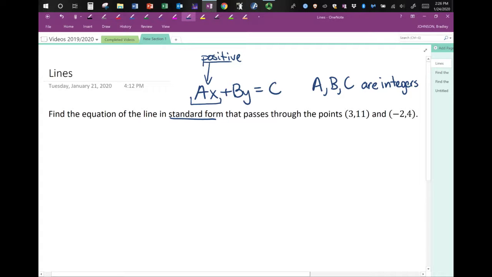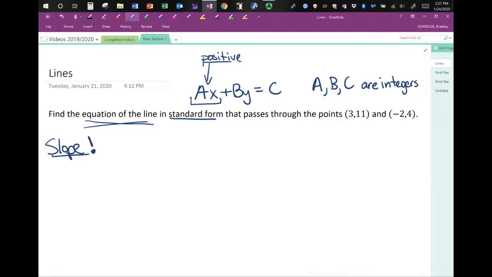Okay, but to make an equation of a line, we need to first find slope. Slope is the first thing we need to find. Even before I read the problem, I know slope is what you need to find first. So our problem is: find the equation of the line in standard form that passes through these 2 points, (3, 11) and (negative 2, 4).